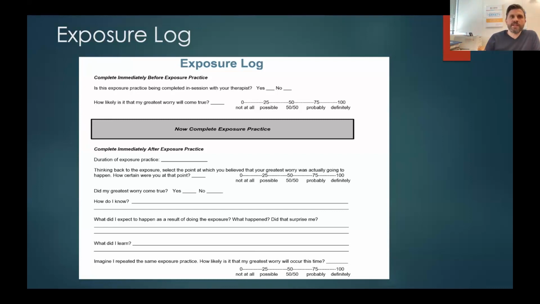Again, deepening that description of it, depth of processing framework, right? What did they expect to happen as a result of doing the exposure? What happened? Was there any surprise there? Was that not what their anxiety, their OCD, their PTSD told them? What did they learn from doing this exposure? Again, doing this and helping people really reflect and dwell on the non-occurrence of the US, which is a big part of exposure therapy.